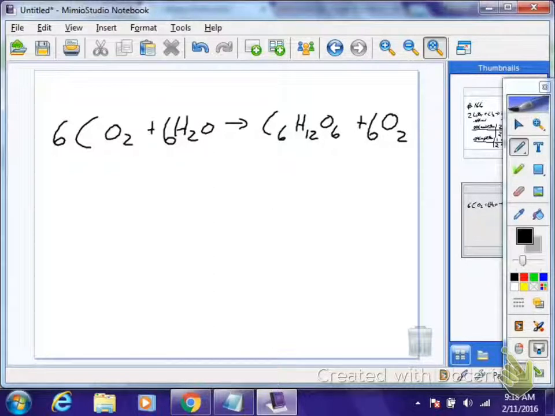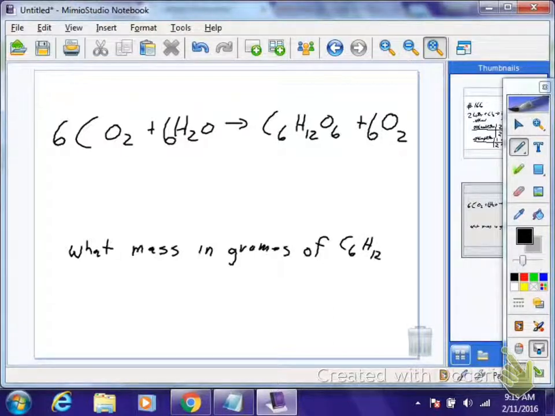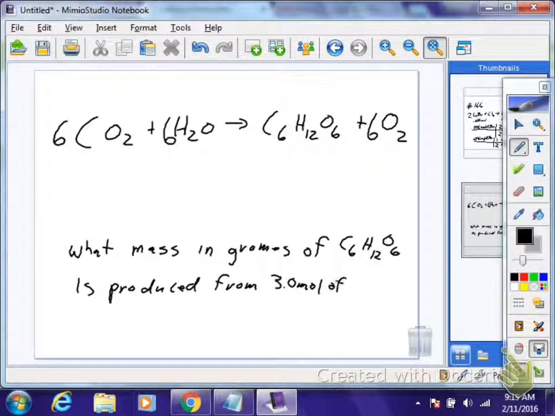And so I'm going to state the problem, or what we're trying to find here. It's stated in sample problem B, but I'm just going to simplify it and put it in there. We're going to say: what mass in grams of C6H12O6, that's glucose, is produced from 3 moles of water? Any questions with that?